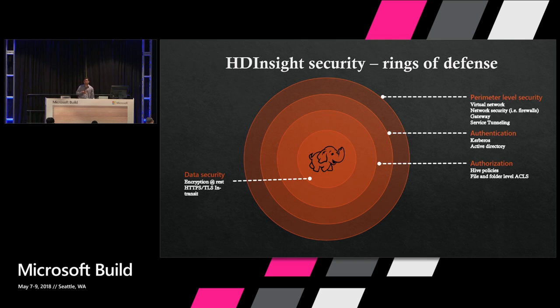Now, for authentication, there are two aspects to it. One is around where your identities live. So we have taken a dependency on Azure Active Directory. That's where all of your identities live. But the challenge with that model is that all of these technologies understand Kerberos, whereas Azure Active Directory understands OAuth.